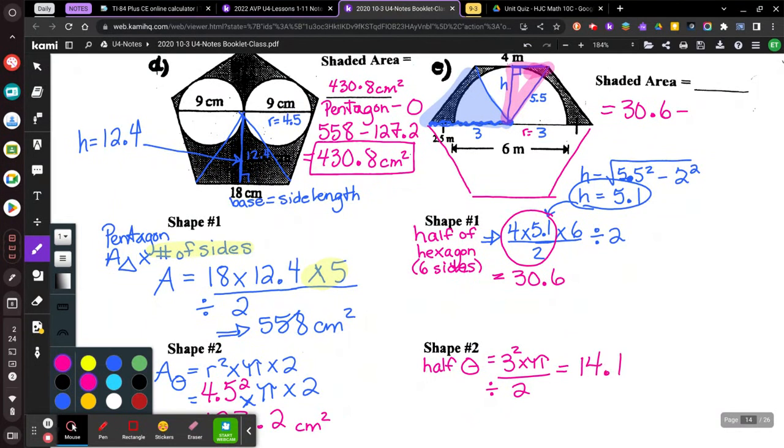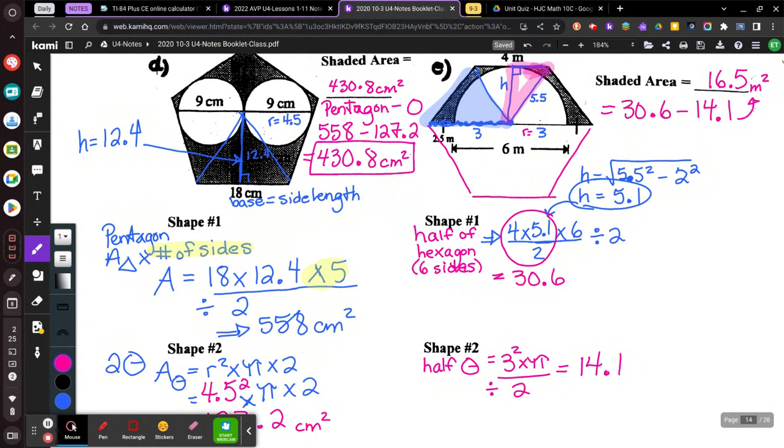14.1. So we have to subtract 14.1. So we are going to get 16.5. And this is in meters, so meters squared. Okay, so we did our half of a hexagon, then we did half of a circle, and it's the half hexagon subtract the half circle. That's what that one is.